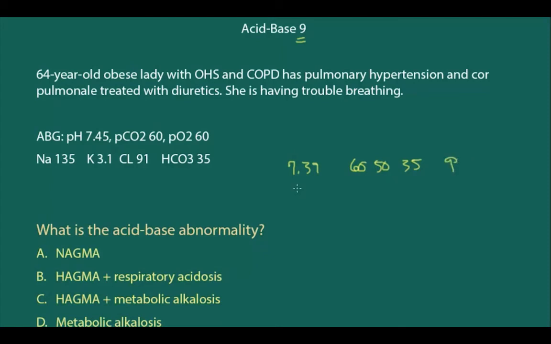We have CO2 retention. The PCO2 is higher than expected, so we have a respiratory acidosis from hypoventilation. We also have a metabolic alkalosis, just looking at the bicarb. Bicarb is high, so that means metabolic alkalosis. No anion gap increase, so this patient has a respiratory acidosis and a metabolic alkalosis.